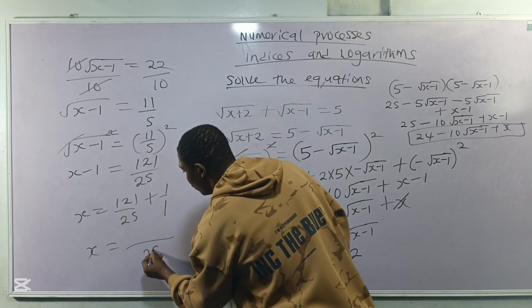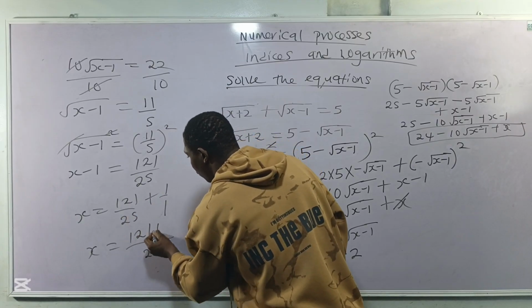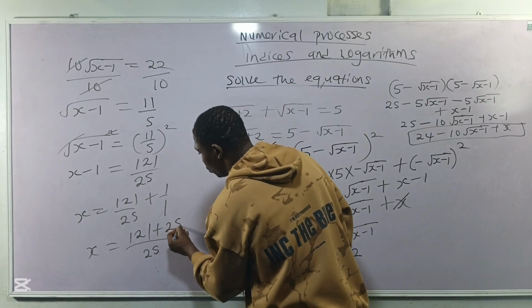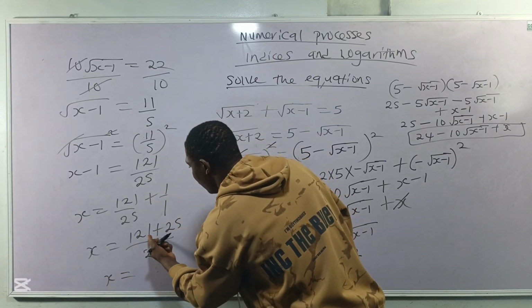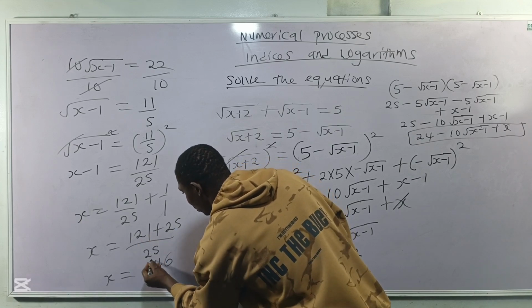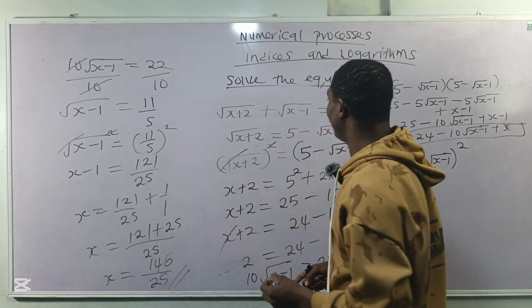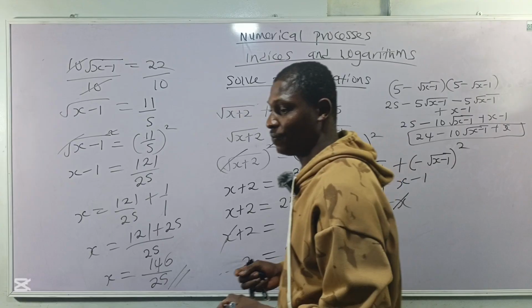My x here will give me 25. 25 into 25, 1. 1 times 121 is 121. Plus 1 into 25, 25. 25 times 1 will give me what? 25. So I have x to be equals to 5 plus 1, 6. 2 plus 2, 4. 1 plus nothing, 1. All over what? 25. So this is my answer for the value of x that satisfies this what? Expression.